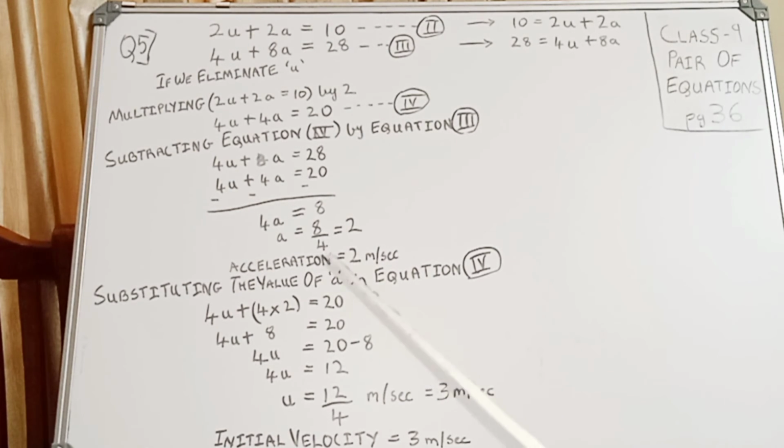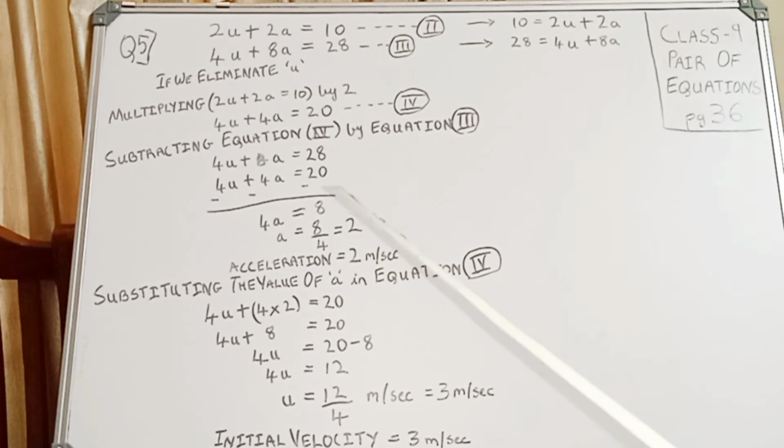Now, substituting the value of a in any of the equations, let it be equation number 3, 4, 2 or 1, you will get the same answer. Here we have used equation number 4. So we have substituted the value of a equal to 2 in equation number 4. Here we have 4u plus, instead of a we have put 2. So 4 into 2 is 8, that is equal to 20.